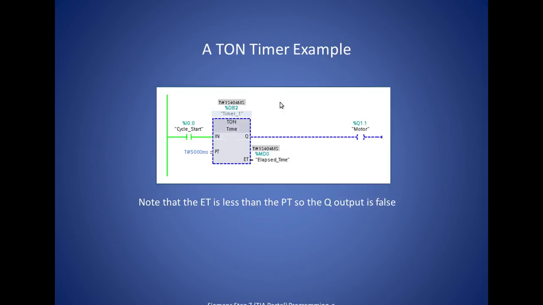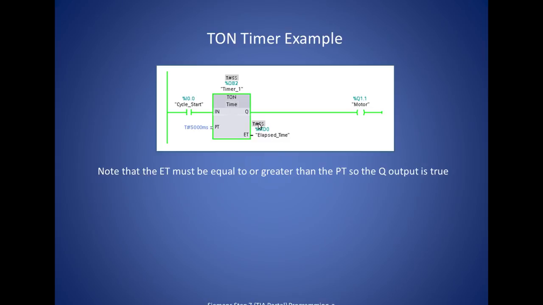So here is an example, and our input is true, and the elapsed time, apparently that went true 1 second and 404 milliseconds ago. So that elapsed time is less than the preset time of 5,000 milliseconds. And the result of that is the output Q is false. Once the elapsed time is equal to or greater than the preset time, then the output becomes true. And that's how the T-on timer works. There are other types of timers, and we'll look at those in another video.